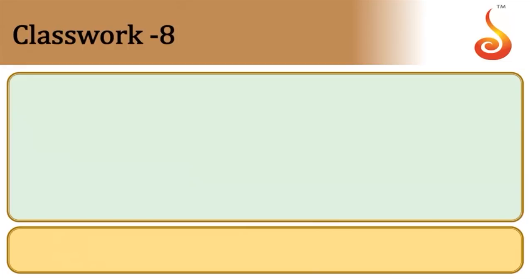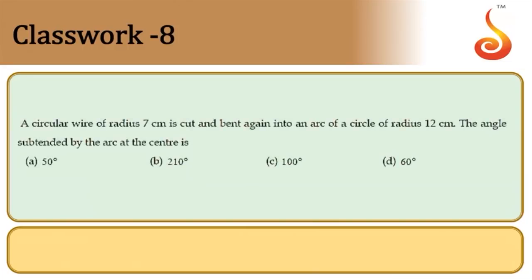Okay, example 8. A circular wire of radius 7 centimeter is cut and bent again into an arc of a circle of radius 12. So a circular wire of radius 7 has been bent into the form of a sector, in the form of an arc of a circle.